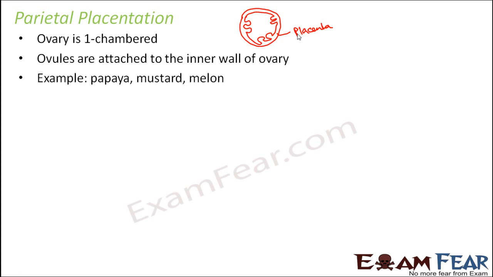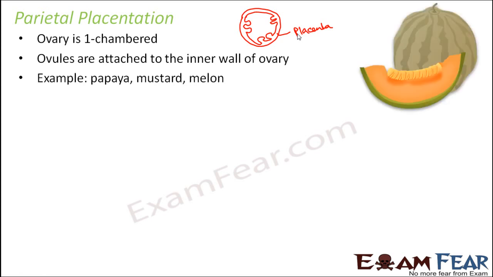So examples are papaya, mustard, melon. Look at the picture of a melon, the musk melon. Where do you see the ovules? Here. The ovules are connected to the inner wall of the ovary. This is the ovary, this is basically the placenta, the tissue, and then this is the ovule.